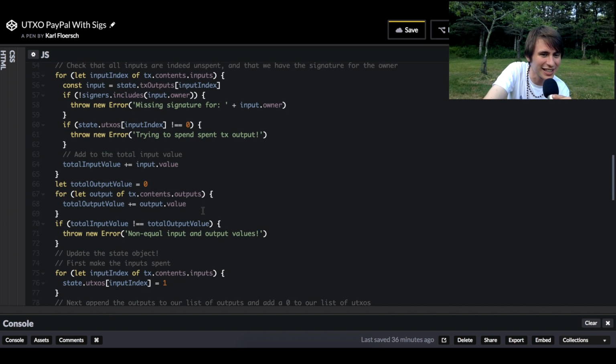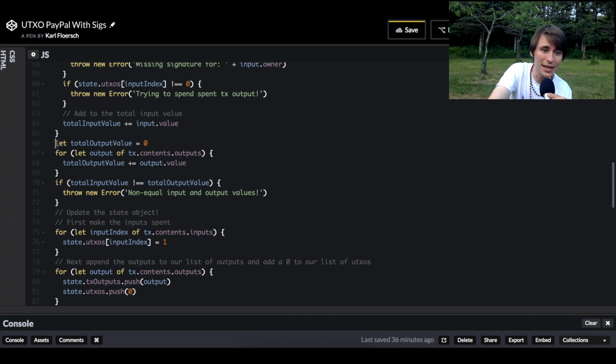Now, after we've done these 2 checks, we've made sure that the owner is included and that the input is unspent. So these are our inputs. We're making sure that all of our inputs are valid. Then we're going to add it to our total input value, because remember, our rule is that we want to make sure that the input value equals the output value.